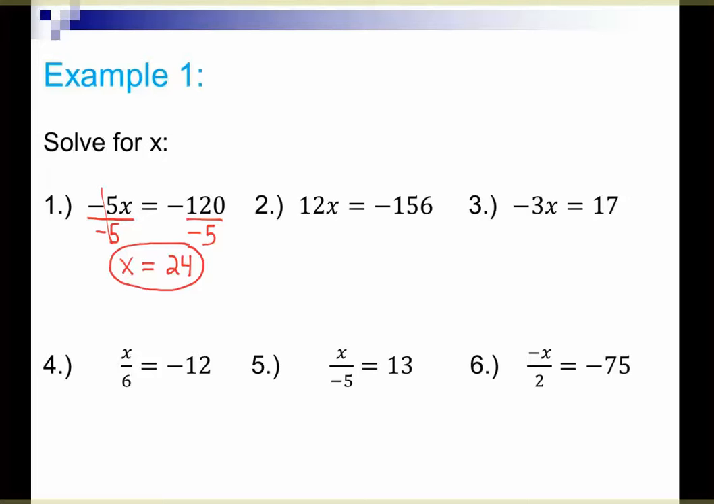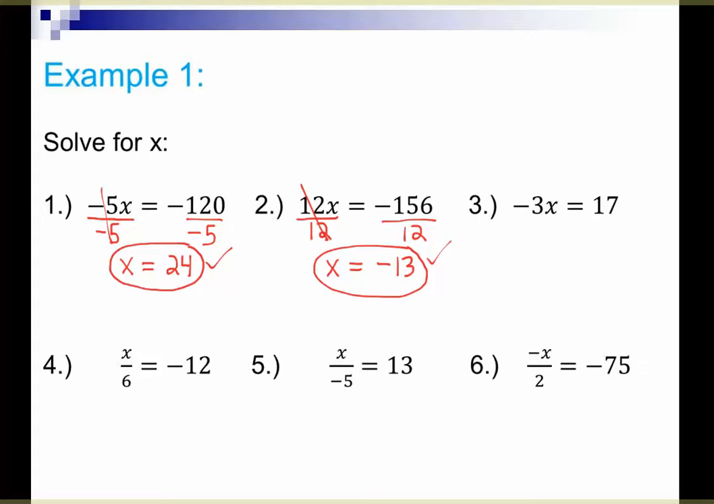12x equals negative 156. We're going to divide both sides by 12. 12 divided by 12 is 1x, or just x. And then notice a negative divided by a positive is going to give us a negative number. And 156 divided by 12 is going to give us 13. Take that negative 13, plug it back in. It will work out. And I should have put the check mark over here on the 24.